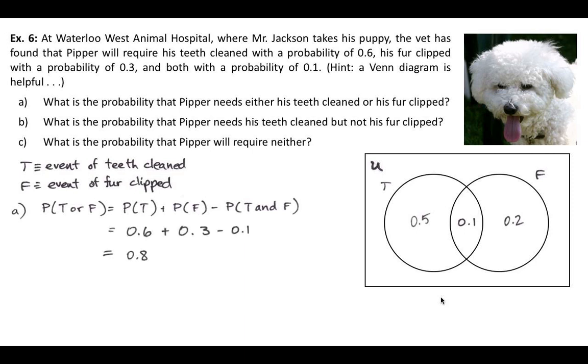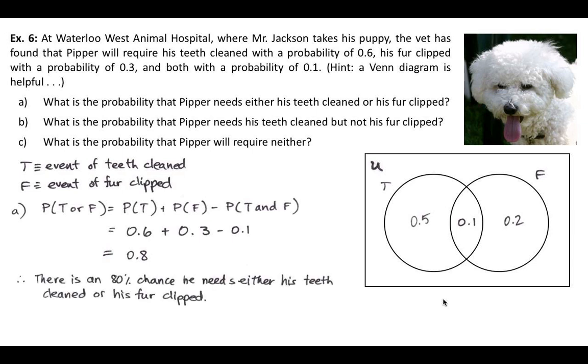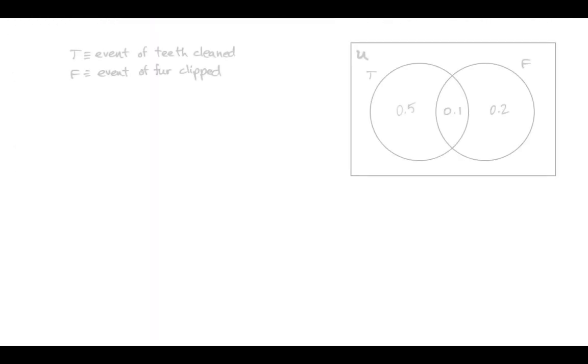Or we could go to the Venn diagram, and remember you could add T only plus F only plus T and F, right? And that'll also give you 0.8. Okay. So there it is. Basically there's an 80% chance he needs either his teeth cleaned or his fur clipped. You're paying for something extra. Yeah, it's a high probability. Sorry, Mr. Jackson.